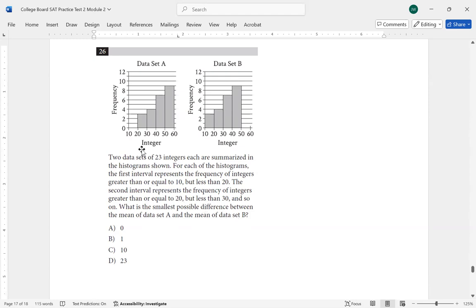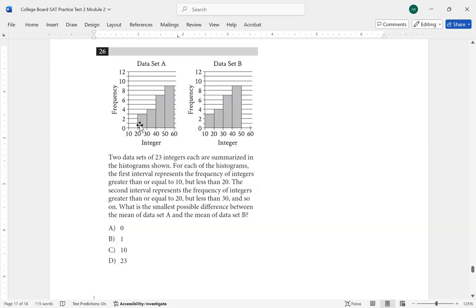Now, if we just pretend that all of the middle numbers are represented as the frequency, in other words, if I just pretend like 25 happens 3 times and 35 happens 4 times and so on and so forth, then that's not actually going to get us the correct answer because it says, what is the smallest possible difference?